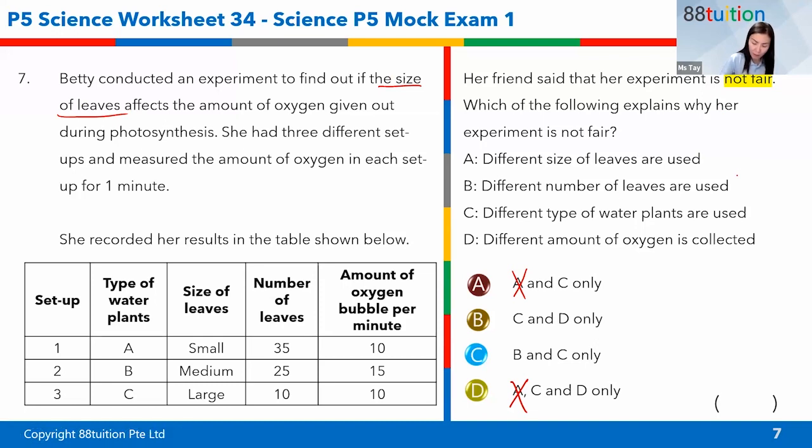So this cannot be one of it. So we already crossed out option A and D, right? So we are left with B and C. So different number of leaves used. Of course, this is going to affect only one variable to be changed, right? And that's the size of leaves. This one also is the one that will cause the unfair experiment. So it's answer C. Timothy, you got it now?